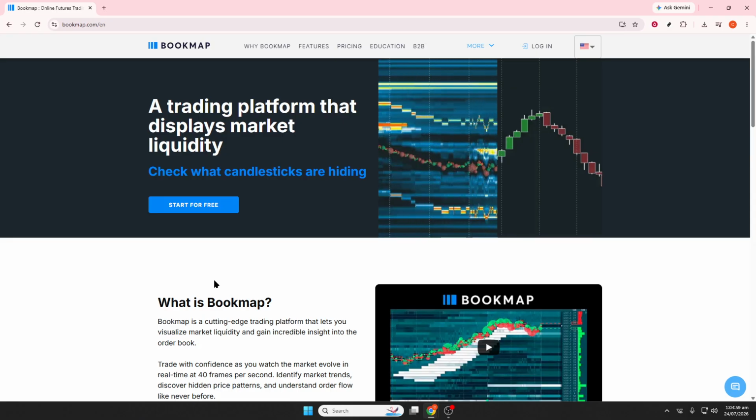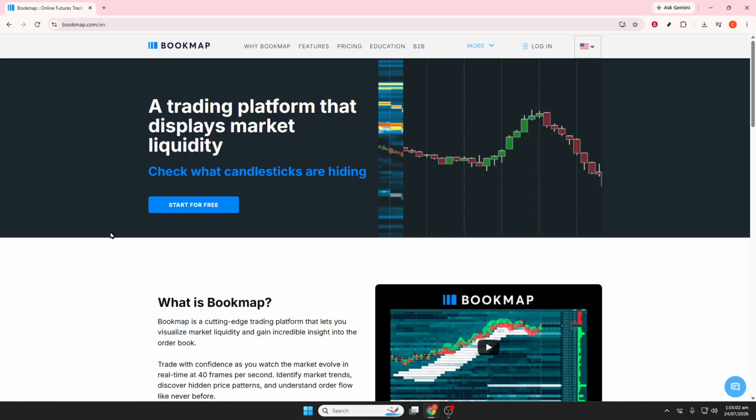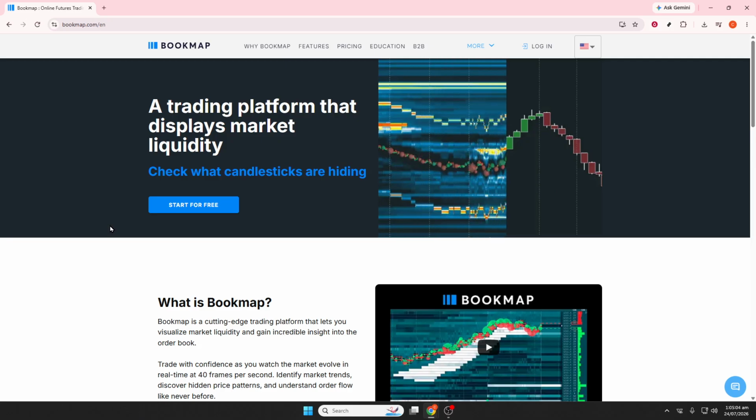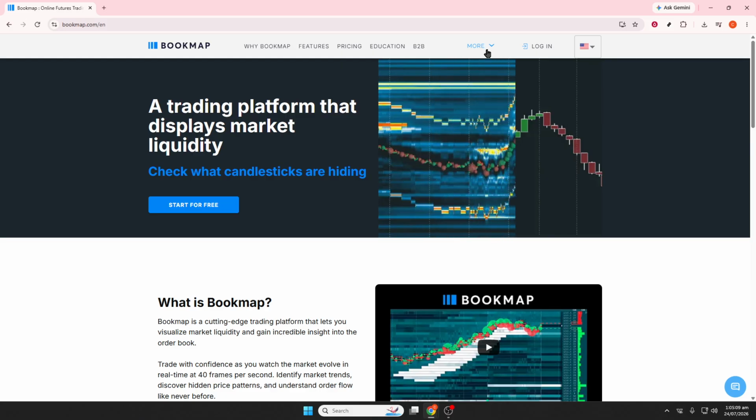First, open Bookmap and sign in to your account. Before you start adding more charts, make sure your platform is fully loaded and ready to go. The next thing you want to do is connect to your broker or market data provider. This is important because your data feed needs to be active before you open additional charts. Otherwise, the charts may not populate correctly.